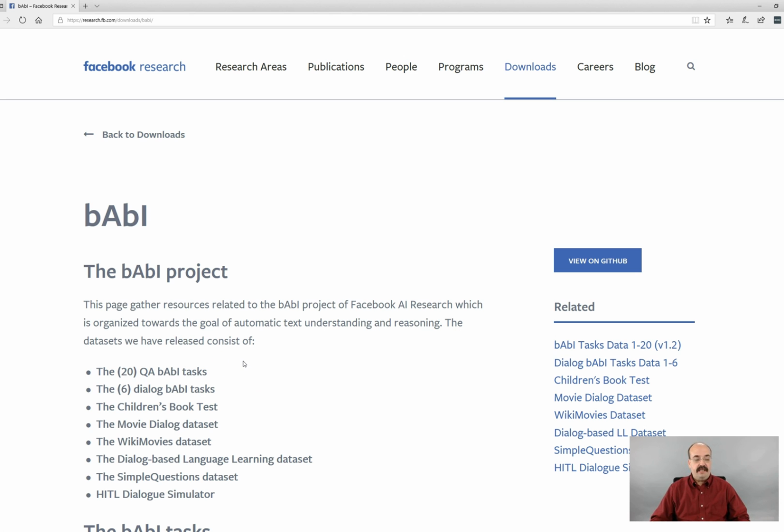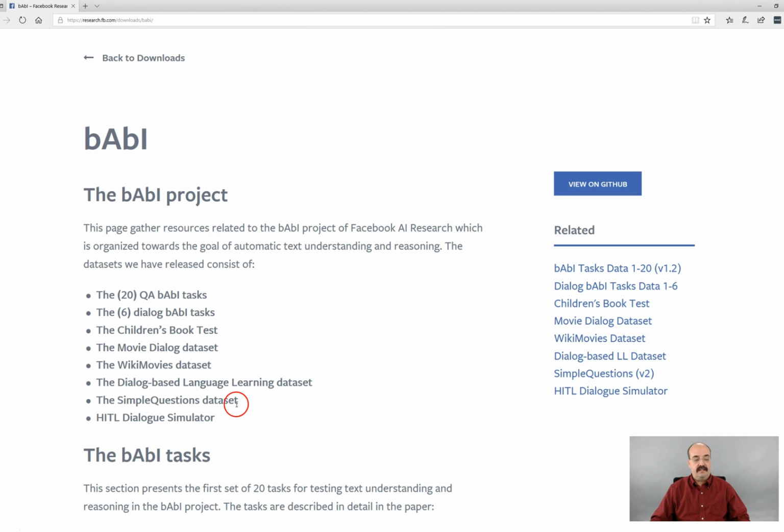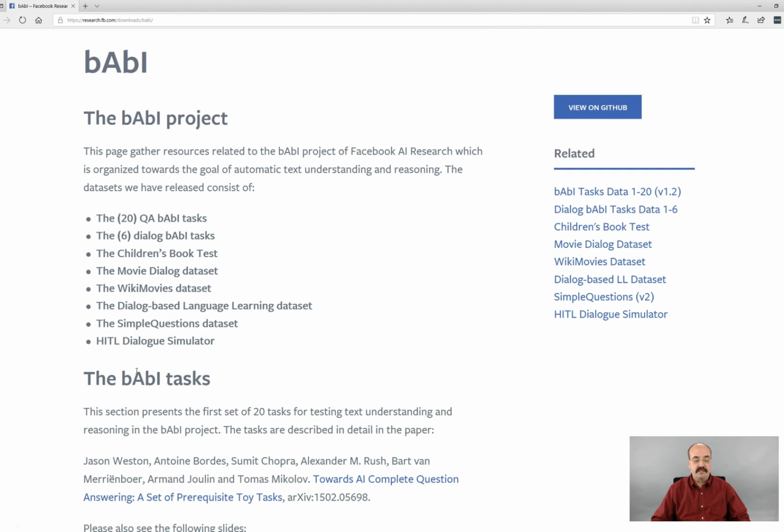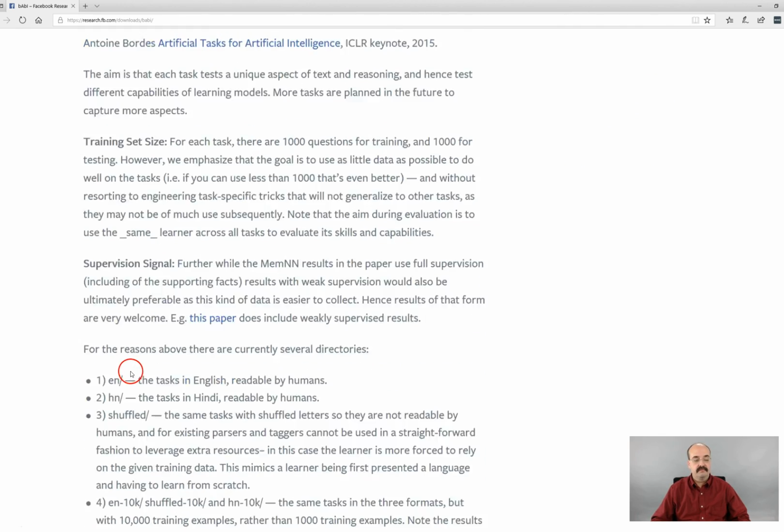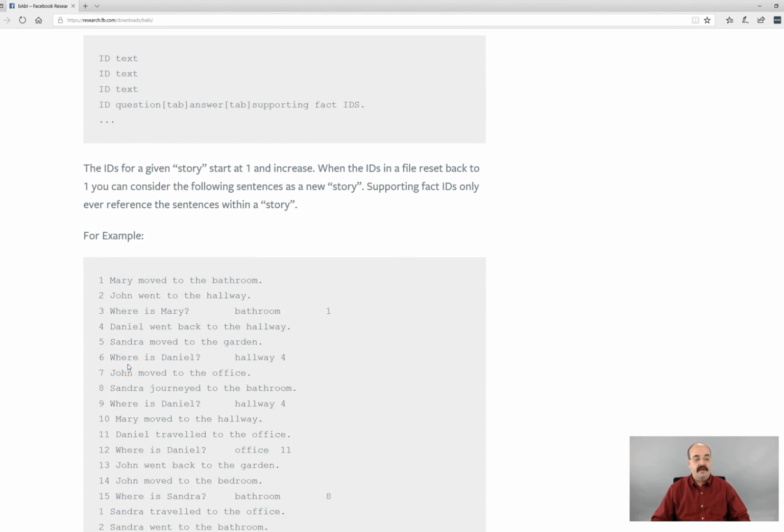We will be looking later on at the simple question data set. But some of these are like the children's book test. They have a number of children's books completely as ASCII text that you can download so that you can train your computer on very, very simple data. They have the Wiki Movies data set. And these are all data sets that they've obtained on the internet or created themselves, all in very easy to use format. And they describe each of these.